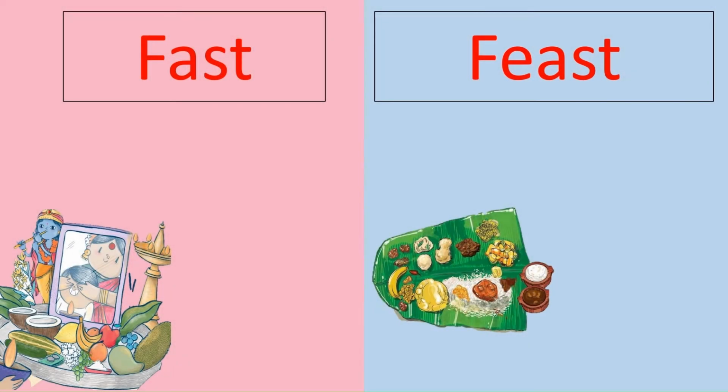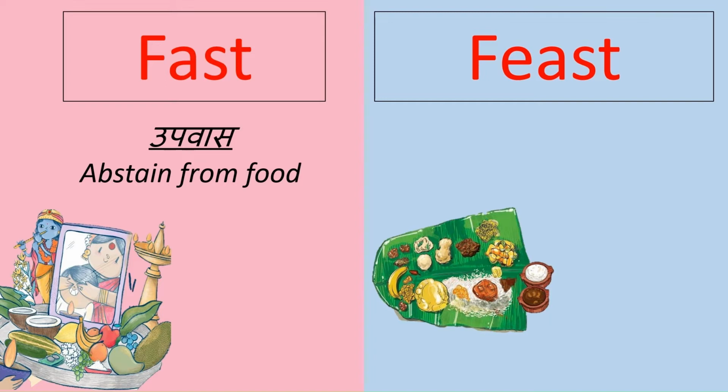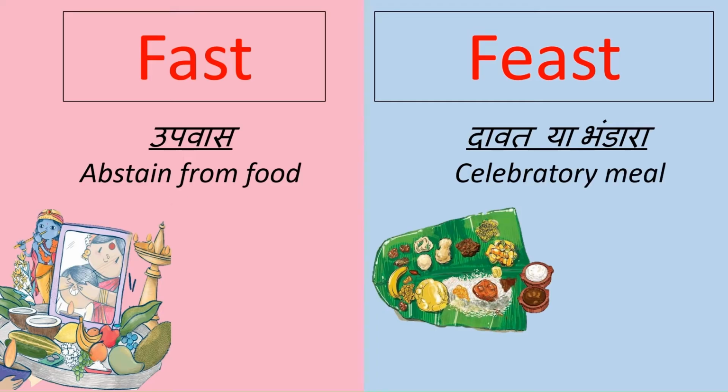The first pair of words are fast versus feast. Fast means upvas, which means abstinence from food. And feast means dawat ya bhandara, right? Which is a celebratory meal.